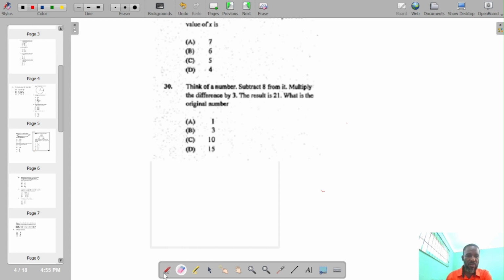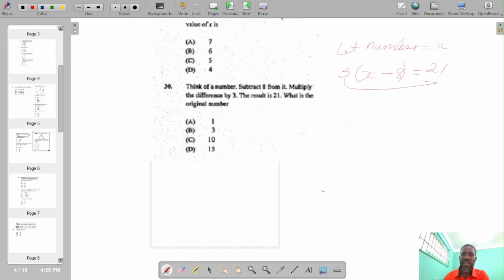So if we are going to be thinking of a number, it means that we can say let the number be equal to x. It says subtract 8 from it, so we're going to say x minus 8, and then we are going to multiply that difference by 3, and then they tell you that the answer is supposed to be equal to 21. So that's the equation that we would have got from this information, and therefore we want to solve for x.